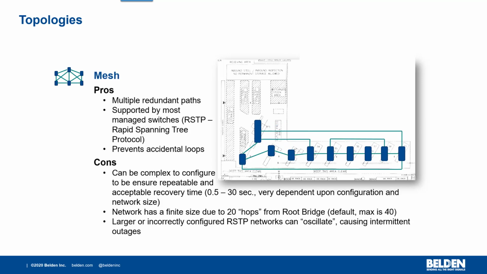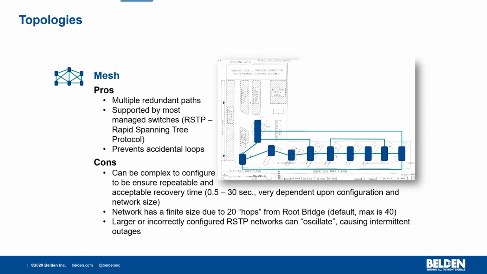Meshes. This is something that we see as the unfortunate consequence of unplanned loops due to poor network drawing documentation. Thankfully, RSTP, or Rapid Spanning Tree Protocol, detects these loops and through an algorithm calculates an active network path between devices while putting all other loop network connections into a blocked or a discarding state.